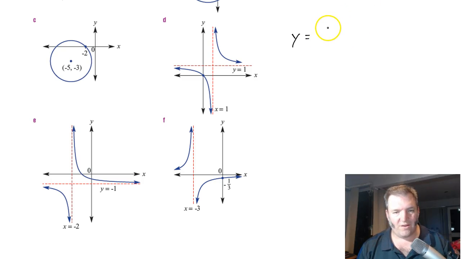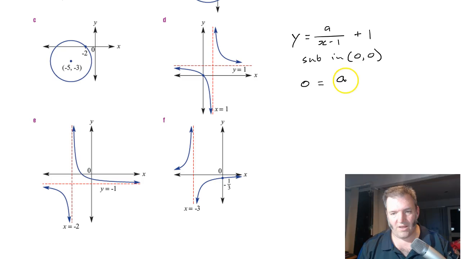Let's have a look. I don't know what value to put in for a yet, but I know it's going to be x minus 1, because I've shifted the vertical asymptote across 1, and then it's also shifted up 1, so it's going to be plus 1. Now if I sub in the point that I've been given, 0, 0, that will let me determine the value of a. So let's have a look. 0 equals a over 0 minus 1 plus 1.